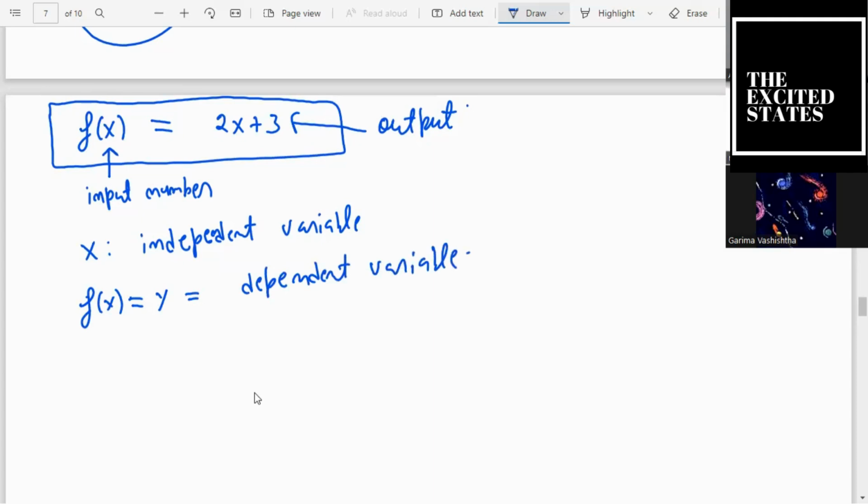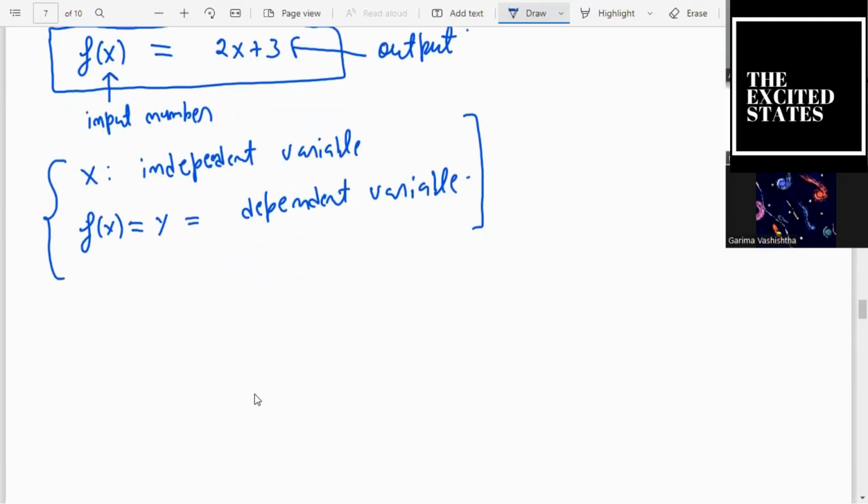So till now, if you have any doubt, then ask. Otherwise, I will move on to some other concepts. Any doubt till now? Okay, now let me tell you what the domain of the function is. What is the domain of the function?